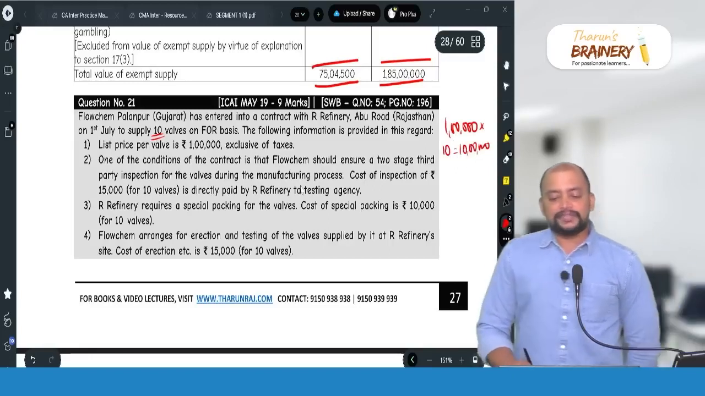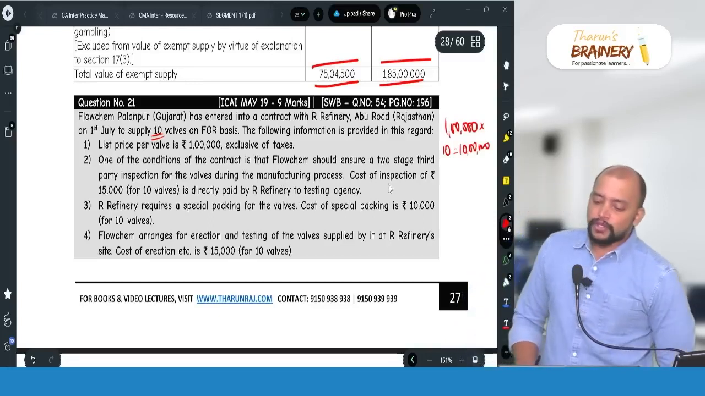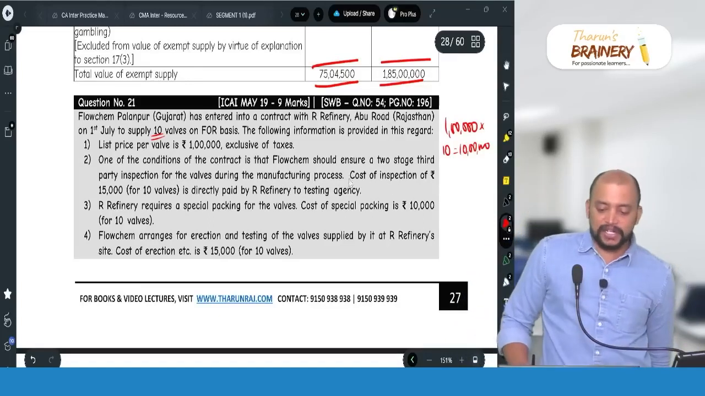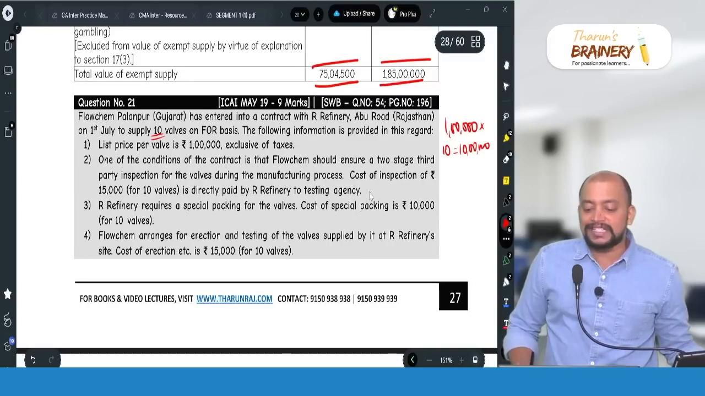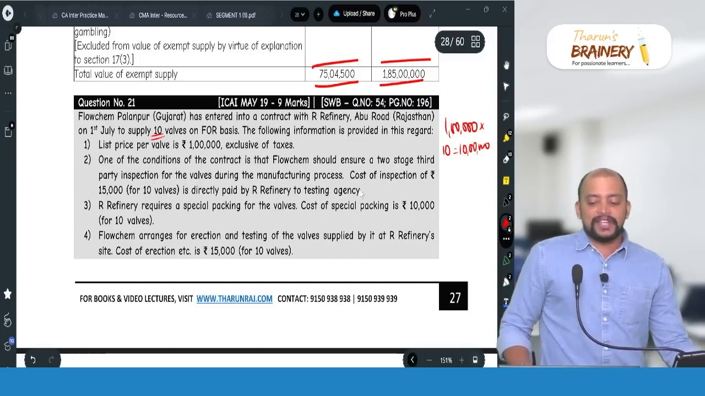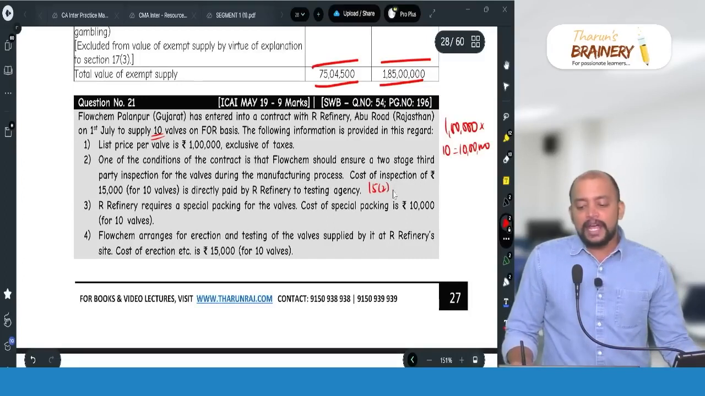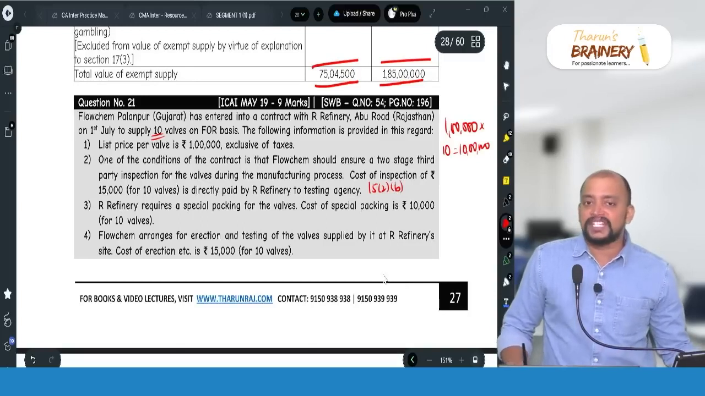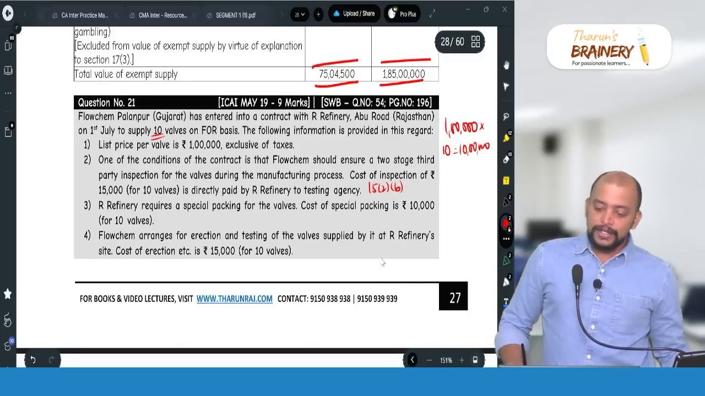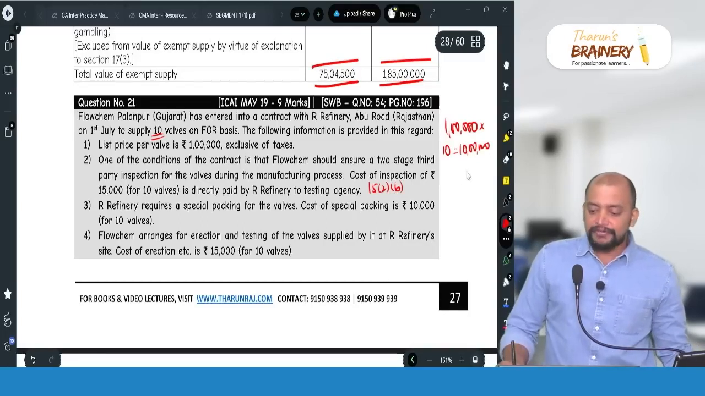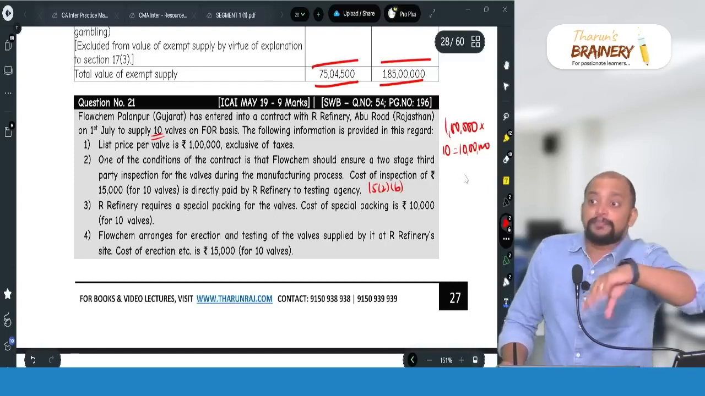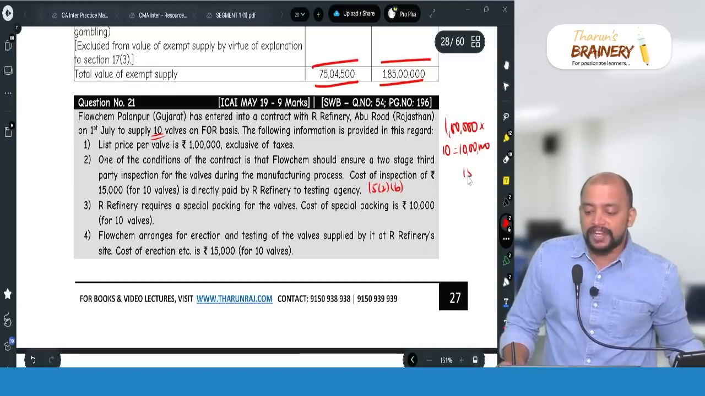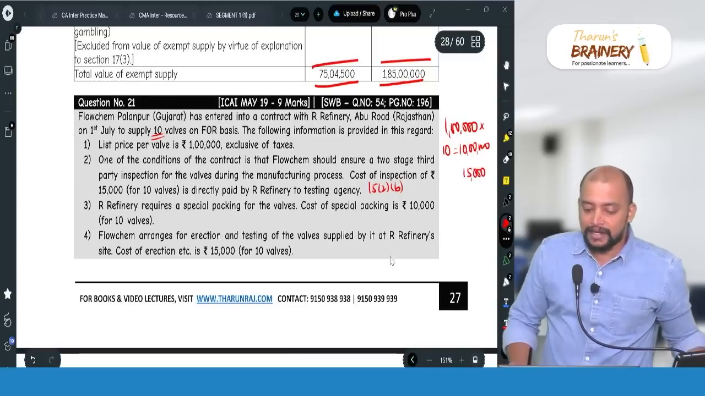One of the conditions of the contract is that Flowchem should ensure a two-stage third-party inspection for the valves during the manufacturing process. The cost of inspection, 15,000, is directly paid by our refinery to the testing agency. Under section 15(2)(b), any amount that the supplier is liable to pay but which is paid by the recipient should be included in the value. The 15,000 is for all 10 valves, not 15,000 per valve, so add the entire 15,000, don't multiply with 10.